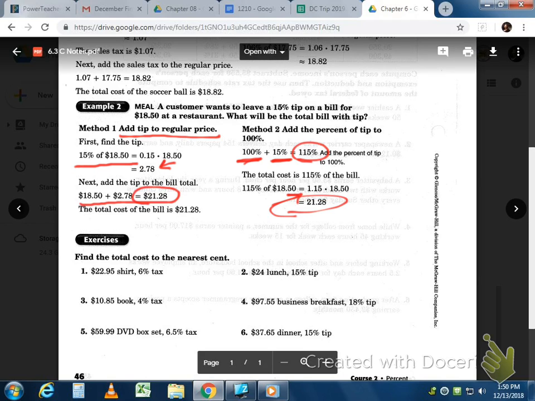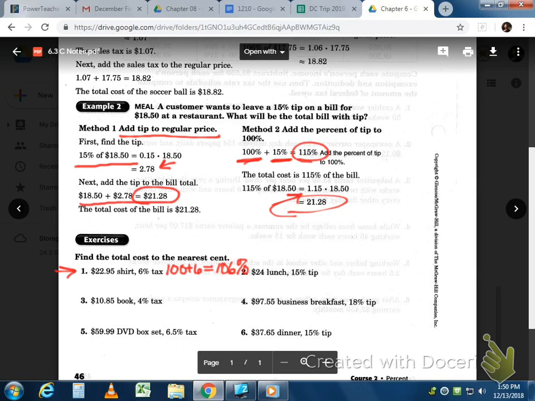Okay, so we're going to let some of you help me with this. All right, the very first example is a shirt that's $22.95 and it's 6% tax. Dylan, which method are we going to use and what am I going to do? Method 2, because you're just trying to find out what the total cost is. Yes, we just want the total cost. So what would the percentage be that I'm going to use? 100 plus 6 would be what percentage? 106%. So we want to find 106% of the $22.95.